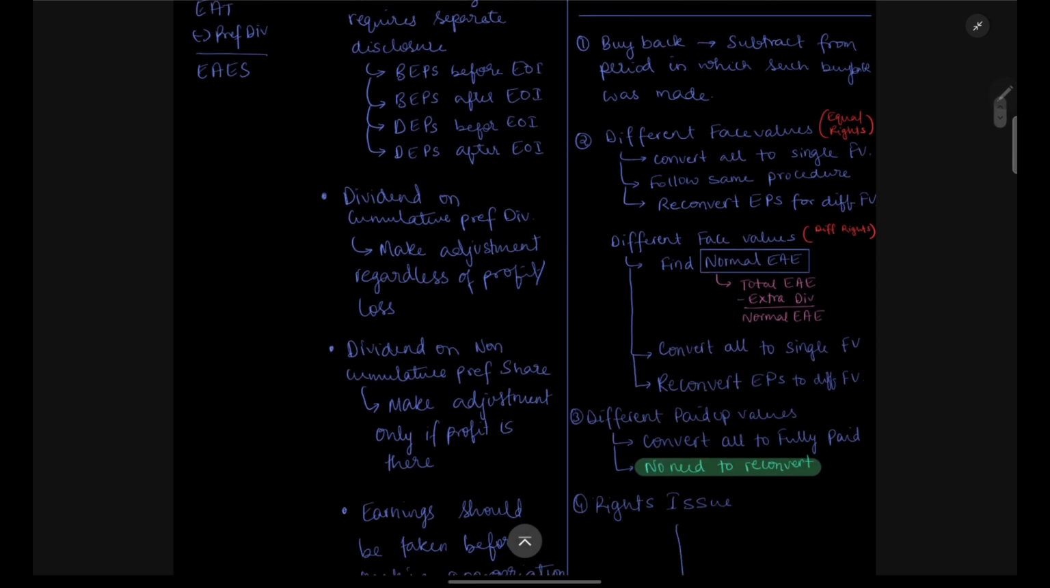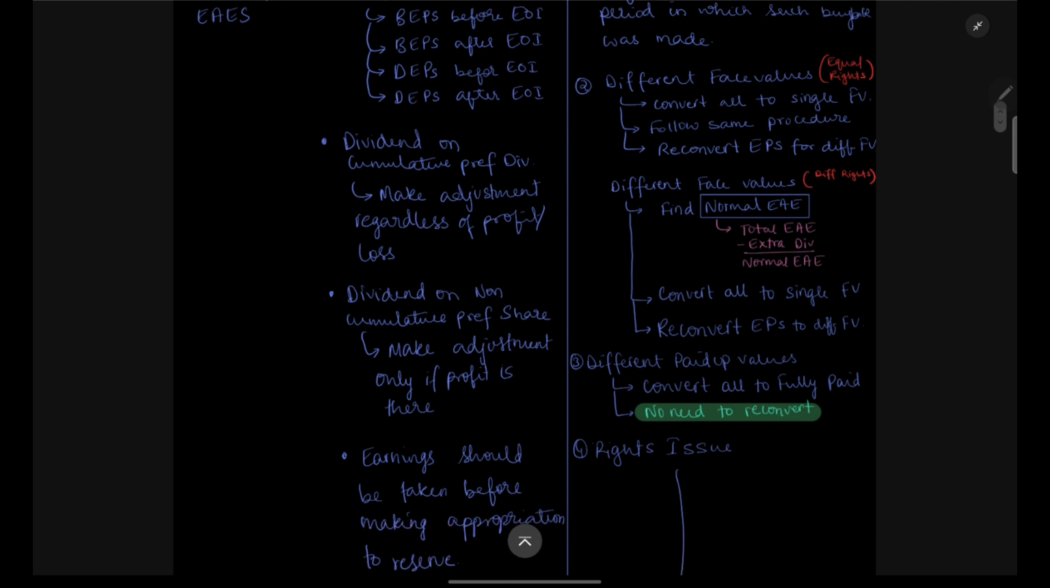Okay, next. Now when it comes to dividend on preference shares, it's kind of peculiar. In this case it depends on whether it is cumulative or not. So if it is cumulative, what does cumulative mean? Cumulative preference share means whether the company has profit or not, that dividend will get accrued to the preference shareholder. So whether there is profit or not.